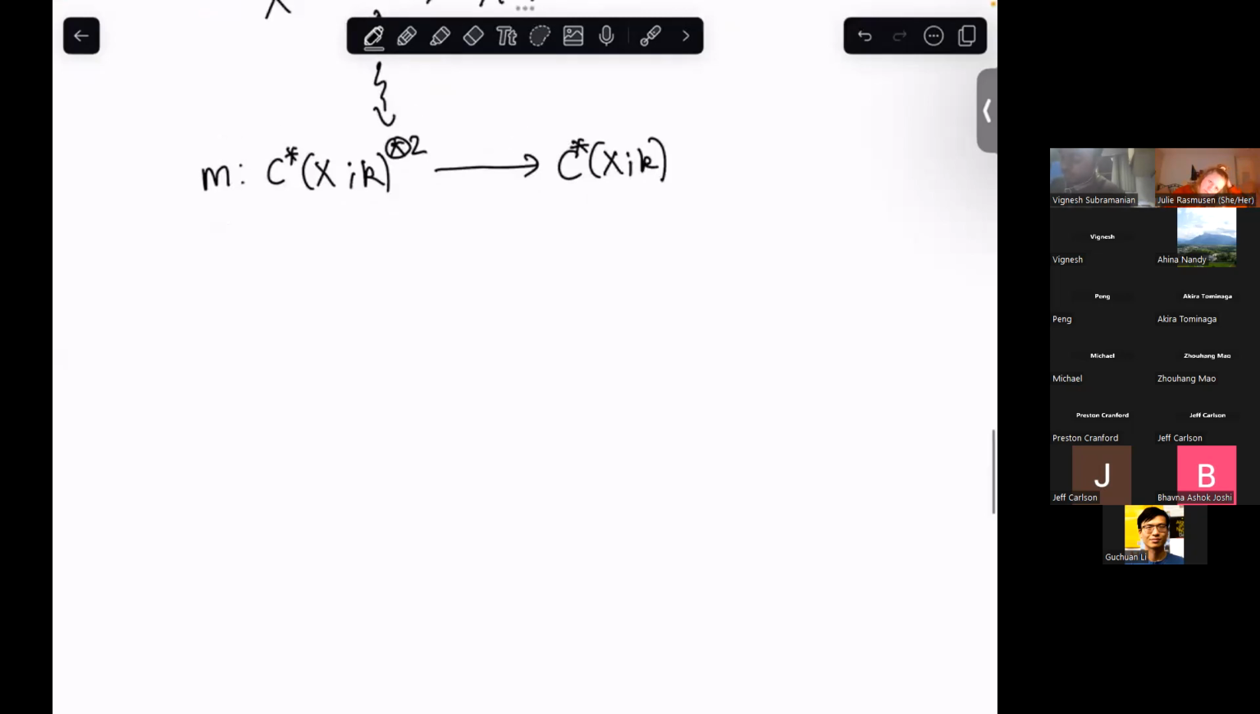So this is what is going to have an E-infinity algebra structure. So the cochains have an extra structure called the E-infinity algebra structure. What does it mean?